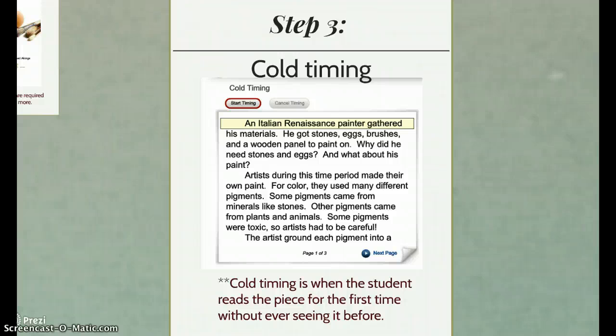Step three is the cold timing. This is the first time that they've seen the passage, and students are timed and are not watched by a teacher, and so any words that are read incorrectly are not counted. It's purely to see how far they can get on their own without any other intervention. The cold timing is then scored, and the students do find out what they get for their cold timing. And like I said, it's for 1 minute.